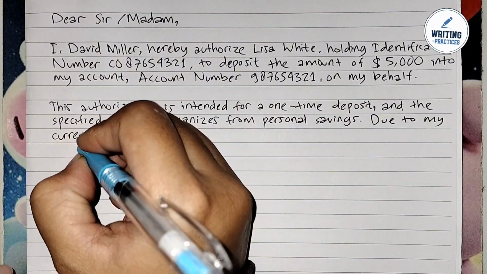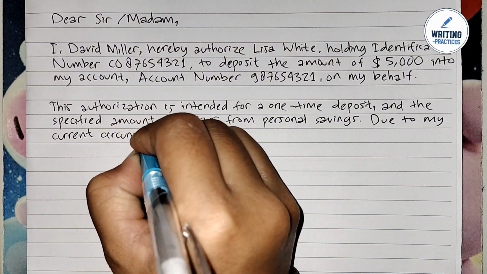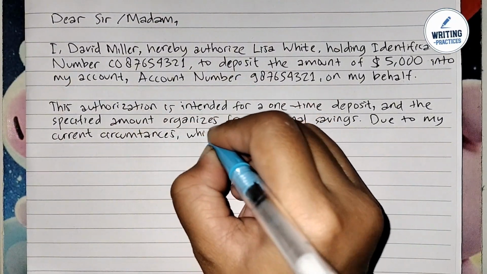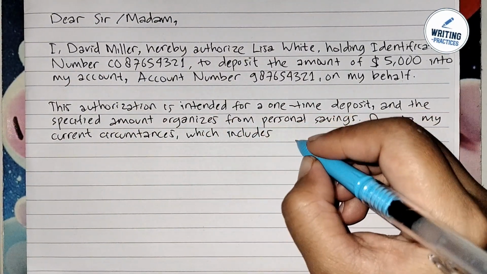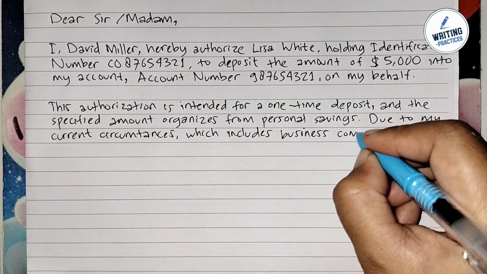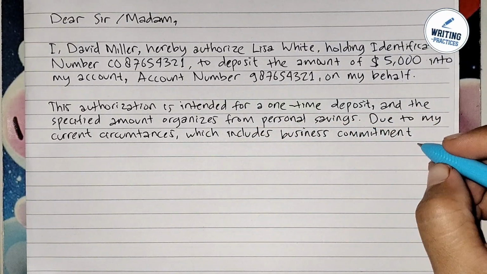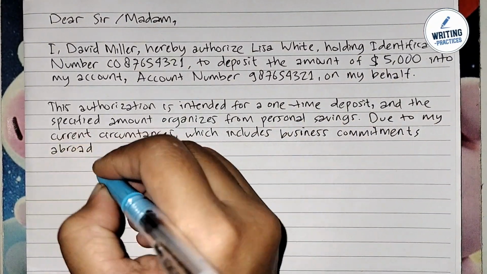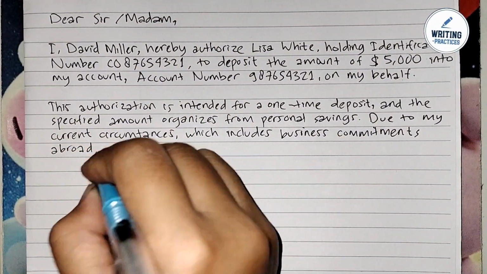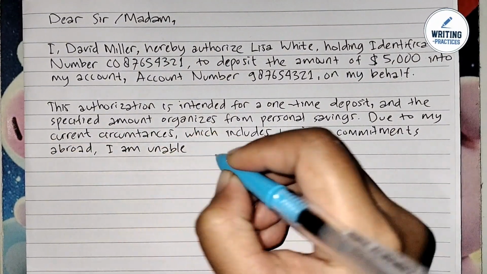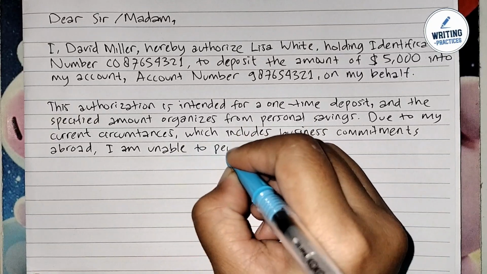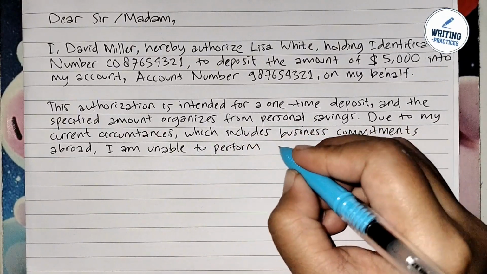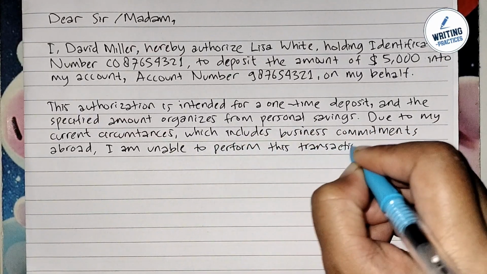After that, write also the reason for authorization. Here, you need to explain why you are not making the deposit yourself. The reason here must be providing context that aids in understanding the necessity of the authorization. Here you can modify this sentence. Due to my current circumstances, which include business commitments abroad, I am unable to perform this transaction personally.